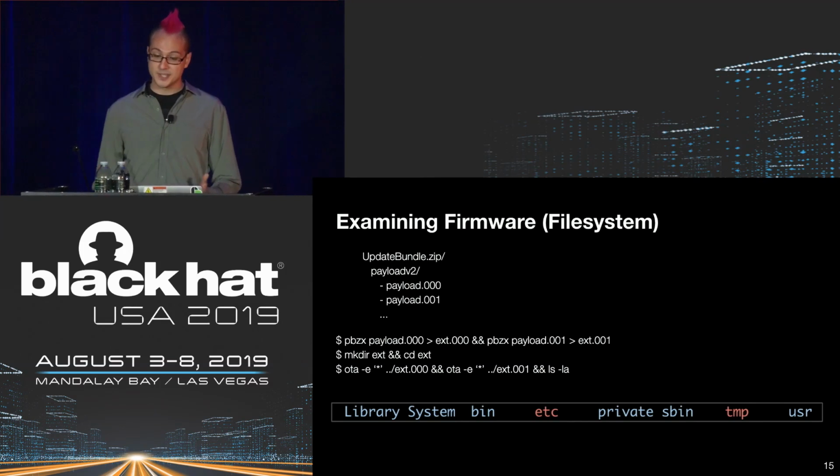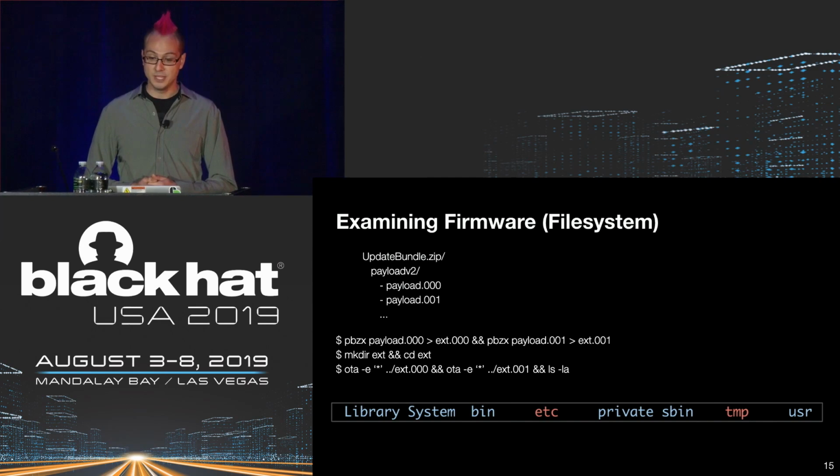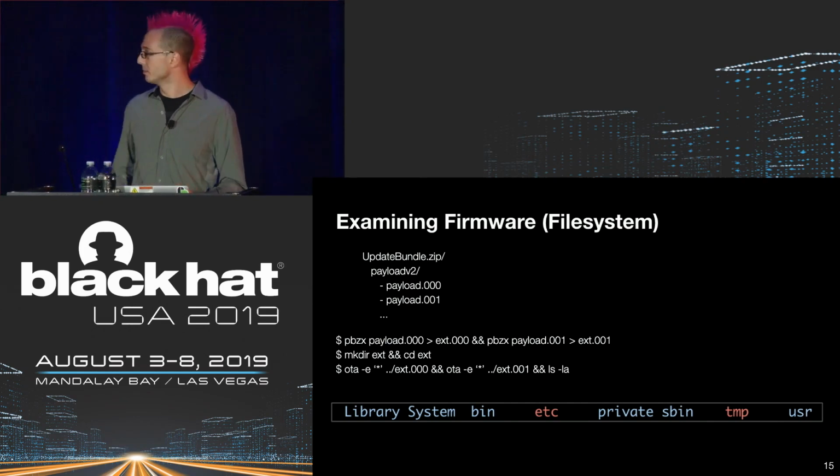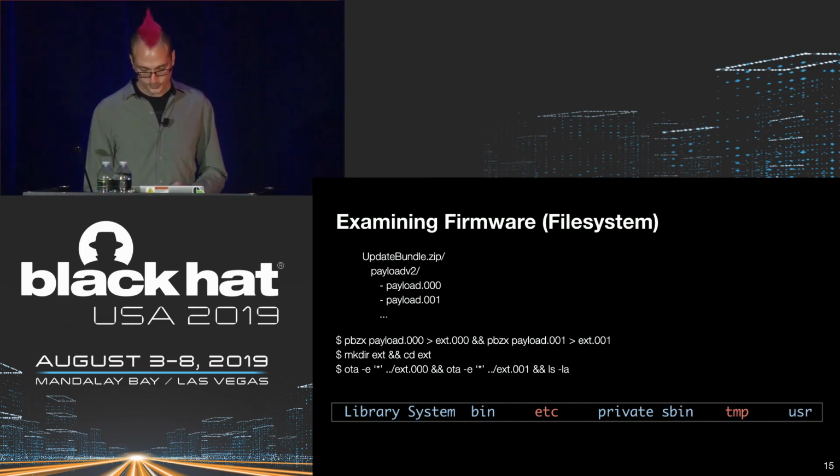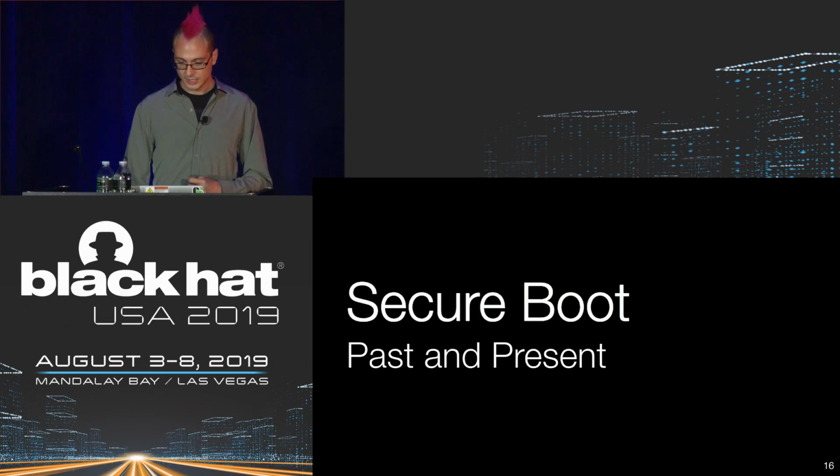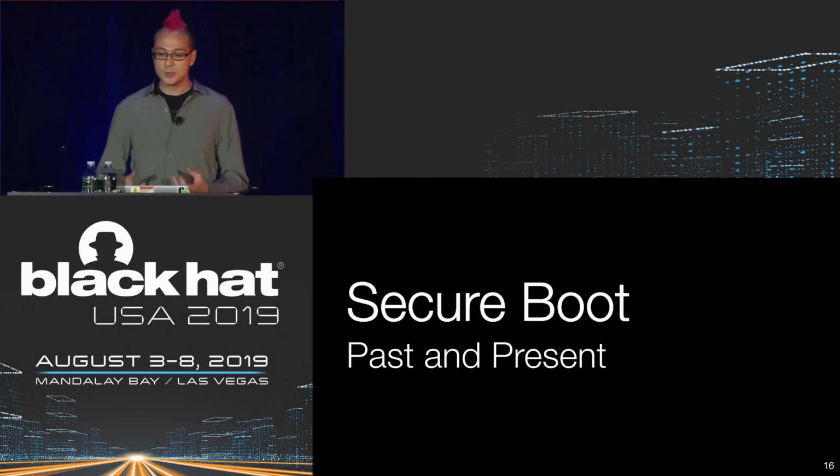The base T2 file system is split up into multiple parts in the update bundle, and they need to be individually decompressed and extracted with the OTA tool. After extraction, you will be greeted with a very familiar Mac file system. So the combination of those three firmware parts form the basis of our analysis.